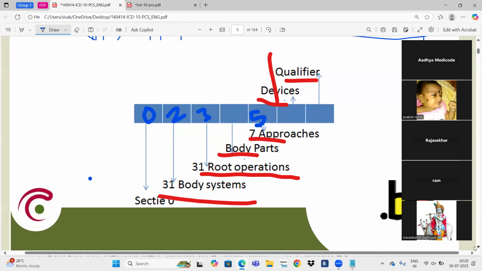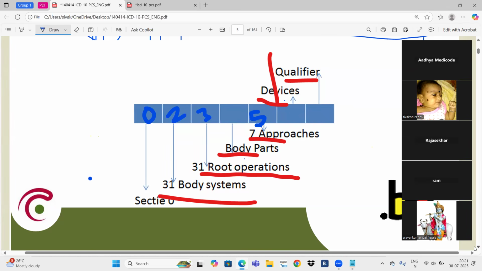For each system, we have a specific value. You will get 31 values based on the body system. Each body system has a specific value. Each root operation also has a specific value. Each approach also has a specific value. These are fixed numbers. Out of the 7-digit code, 4 characters are fixed values. Based on the body system, you will get a fixed value. If they do any procedure, the body system value is the same. Like digestive means you will get the same value. Respiratory means the same value. Clear?